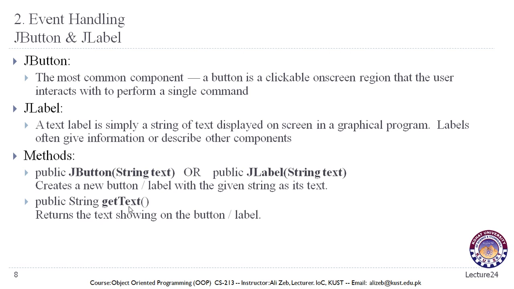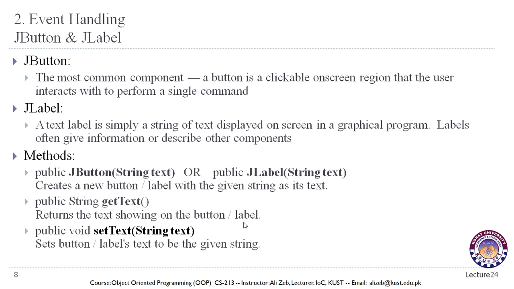Public string get text. If you remember from our calculator example, we have used this method. We use it to get a text from a button or a label or a text field. All of these components have their own get text methods, and we can use this method to get the text from that component. So it returns the text showing on the button or the label. Public void set text, we have used this method as well. Whatever text that we pass between these two parentheses to this method will be displayed or set on top of that component, in this case the button or the label.